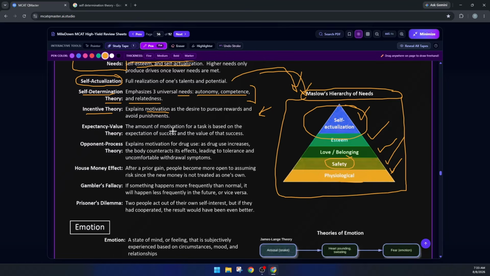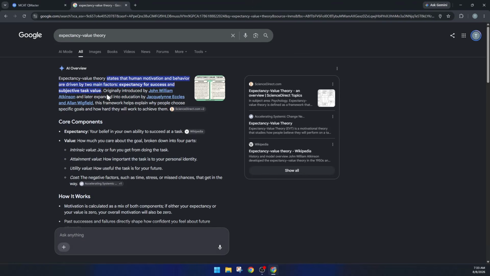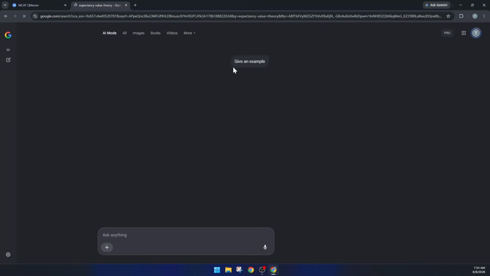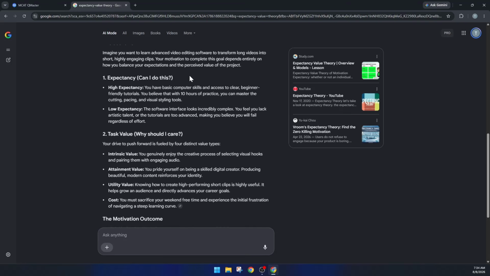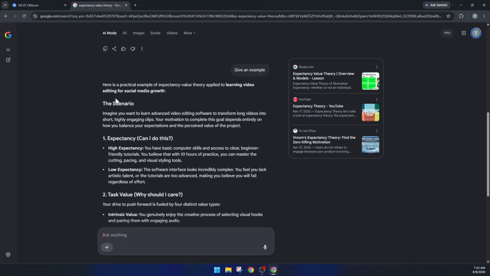Expectancy value theory: the amount of motivation for a task is based on the expectation of success and the value of that success. I know we learned all this in school. They made us learn this in the fastest time ever. Expectancy value theory states that human motivation and behavior are driven by 2 main factors: expectancy for success and the subjective value of that success. So if you want to learn how to get examples, you can now ask your Google AIs to give you examples very quickly. This is how you can learn to learn, right? The very basics, if you haven't already learned to learn in school, which I hope you have.